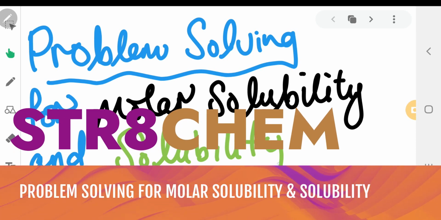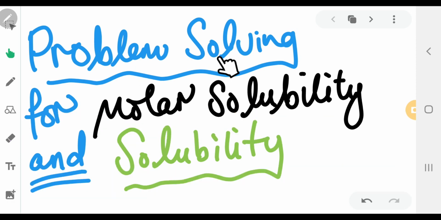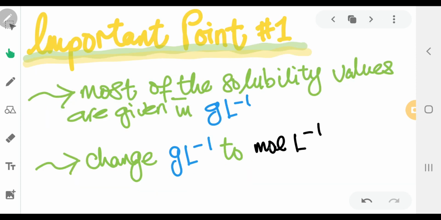In this video, we're going to look at some problem solving for molar solubility and solubility. A few important points we need to know before we look into a few examples. Number one, most of the solubility values will be given in gram per liter, and it's very important for you to remember to change that gram per liter into mole per liter.